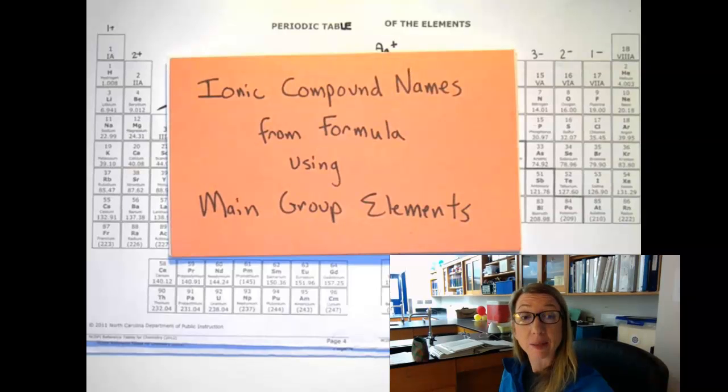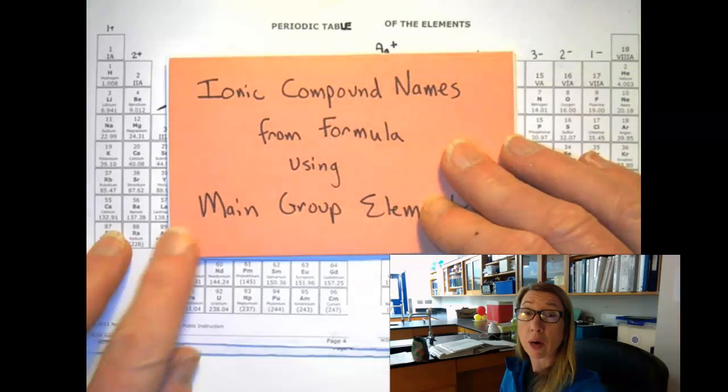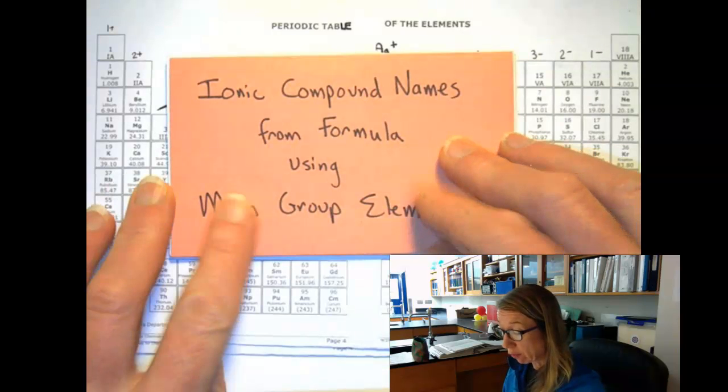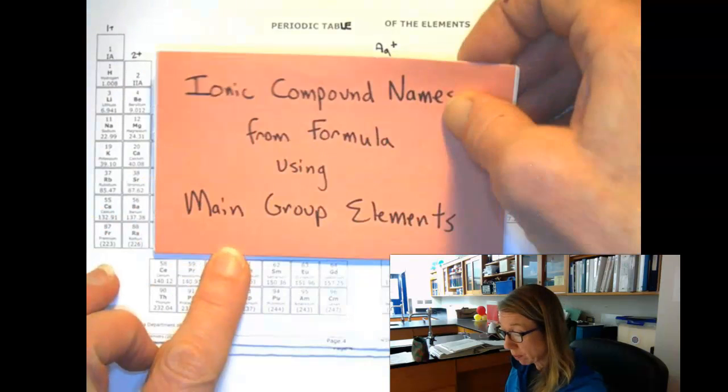Elements. So that is a lot to say. So let's parse that out. Ionic compound, we know, is a cation and an anion bonding together. They're ions. The cation tends to give up its electrons, the anion tends to gain, and then the opposite charges are attracted. So ionic compound names from a formula. So we're going to learn how to write the names using main group elements.